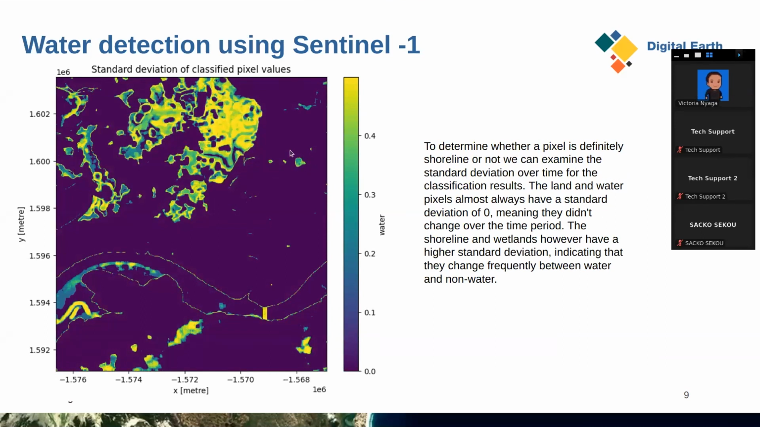So in this case, as we can see here, areas with a high value, that is colored yellow or green, are either shorelines or wetlands. This is because it indicates that they frequently change between water and non-water. So this is a good method of determining water extent and also getting wetland areas and determining shorelines or coastlines for a specific area of interest.